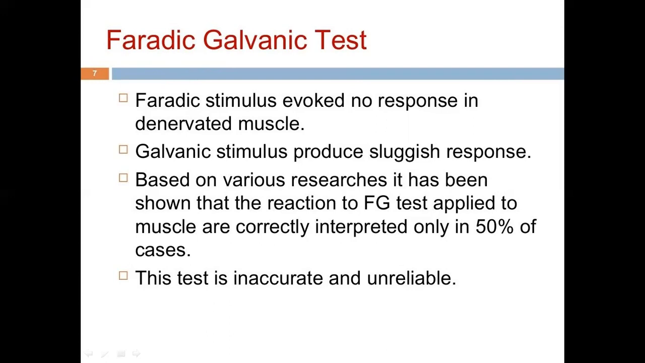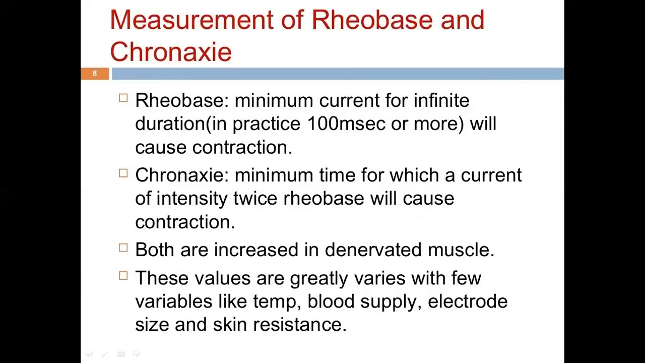Moving on to measurement of rheobase and chronaxy. Rheobase is the minimum current for infinite duration, in practice 100 milliseconds or more, that will cause a contraction. Chronaxy is the minimum time for which a current of intensity twice rheobase will cause contraction. Both are increased in denervated muscle. These values vary greatly with a few variables like temperature, blood supply, electrode size, and skin resistance.